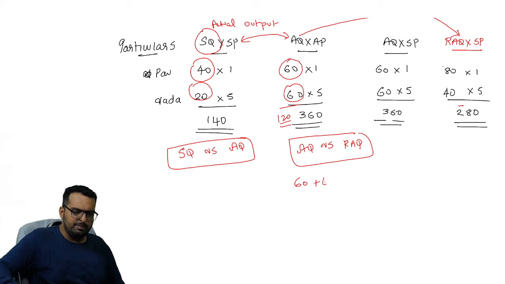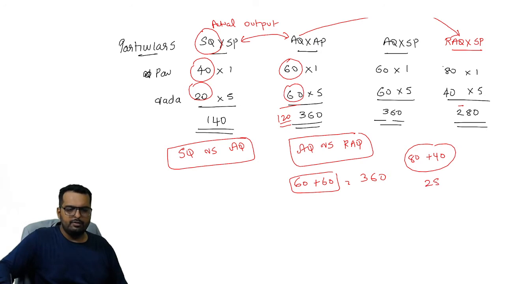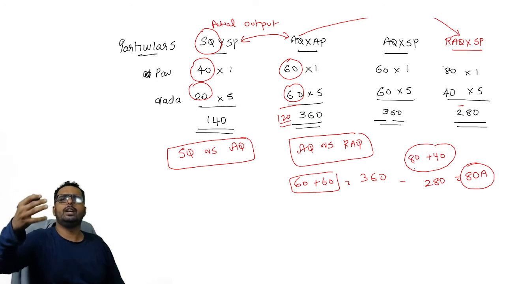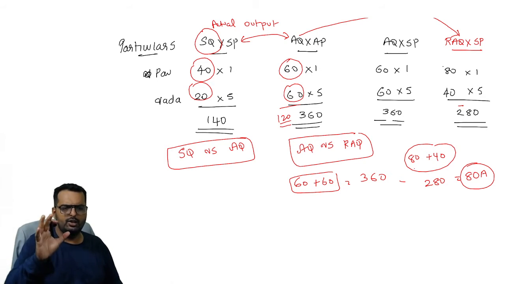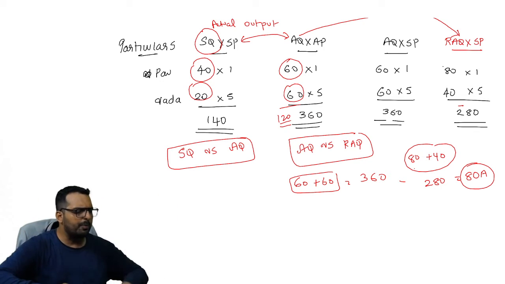Actual, he has used 60 plus 60. That is why he ended up paying 360. Actually, it should have been what? It should have been 80 plus 40. In that case, he would have paid only 280. How much money he lost over here? He lost 80 rupees. That is what we are showing separately. So they are saying that I agree you have lost 360. Out of the 360, 80 you have lost because even AQ you could never use properly.